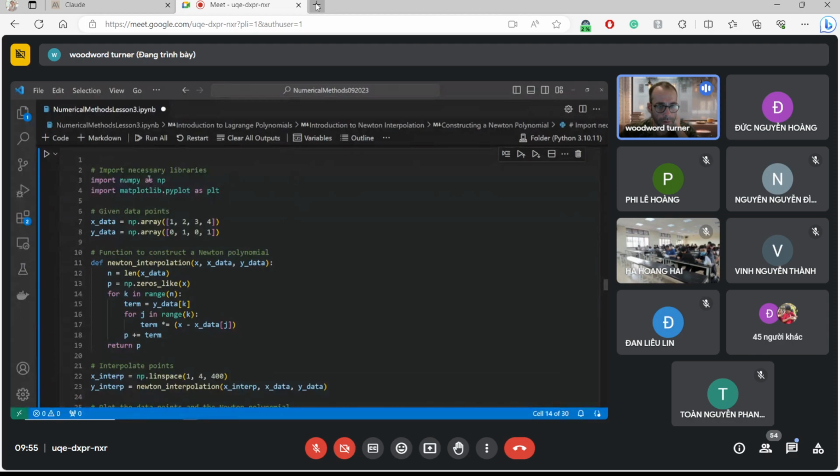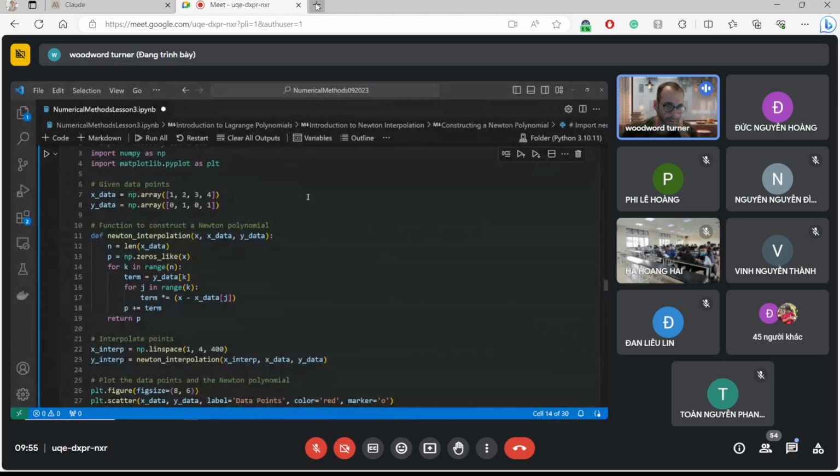So again, I've imported the numbers library, NumPy, and then a plotting library so we can see what's going on, because we want to see what the interpolating polynomial looks like with respect to the points. It's the same idea. I have an array of points, 1, 2, 3, 4. That's my x data. My y's are 0, 1, 0, 1. So it's the same one that we saw previously, but we're going to try doing it by the Newton interpolation this time, just to see if it's different or any better or any worse.